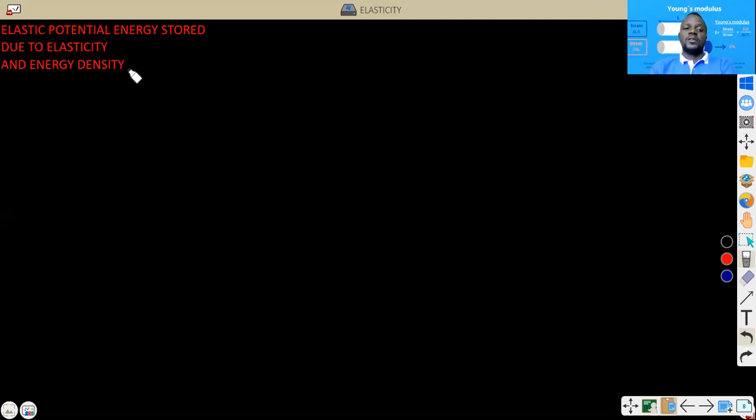So directly, let's start with elastic potential energy. About elastic potential energy, we have talked about this before. If you can recall, we said when a material is being stretched, let's write, I think we need to write, I'm running away from writing. So I said when a material or a substance is stretched, work is done on the body.